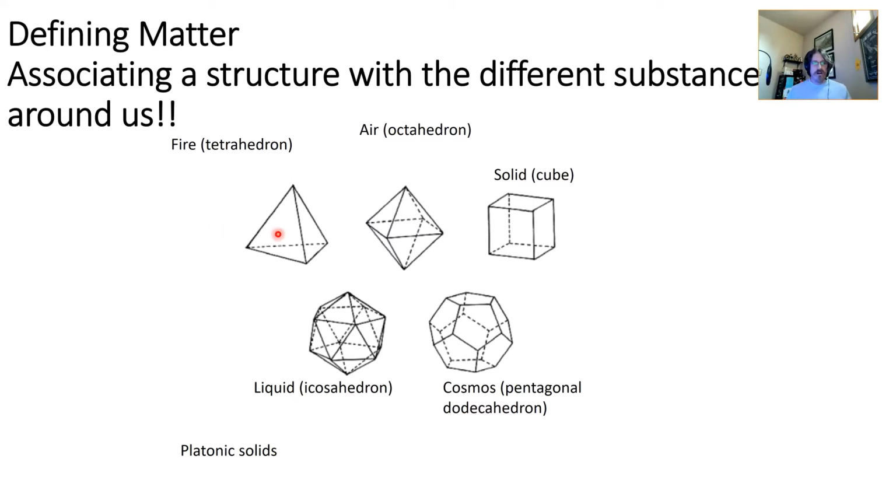Fire was represented by the tetrahedron, air was represented by the octahedron, and something that was solid was represented as a cube, which is actually kind of interesting if you think of metals. Most metals we deal with from an engineering perspective, at least in the raw elemental stage, are some sort of cubic structure, with the exception of titanium. Liquid was the icosahedron, and the surrounding cosmos was the pentagonal dodecahedron, and these again are the so-called platonic solids.